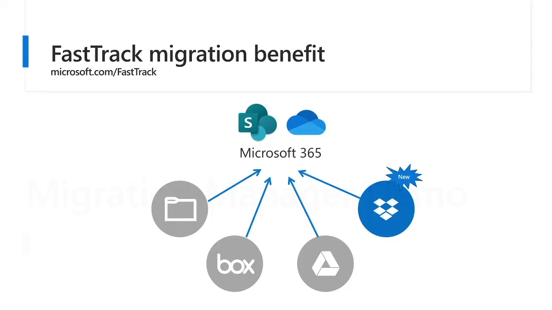So just to recap, with the SharePoint migration tool, with Mover and Migration Manager, you have plenty of capabilities to manage your own migration. But if you need additional help, I want to introduce you to the Fast Track migration benefit. The Fast Track migration benefit helps you migrate content from FileShare, Box, Google Drive, and now they support migrating from Dropbox to SharePoint and OneDrive. The Fast Track benefit is available for our Office 365 customers with 500 seats or more.